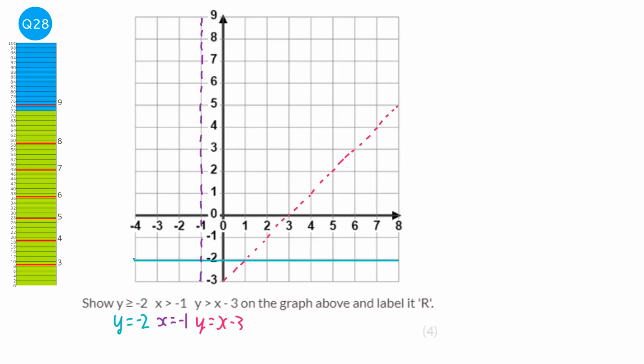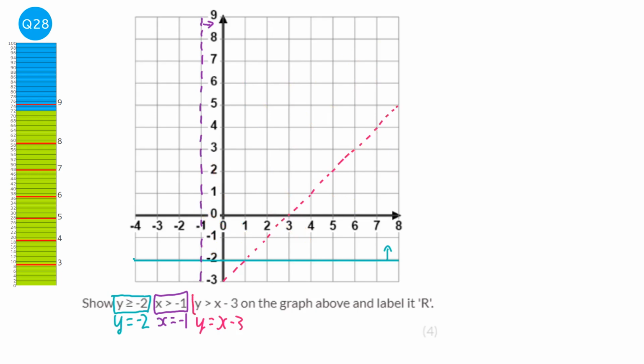Okay, now we've got to work out where the region is. So we've drawn the lines, and the lines are either dashed or solid, and so they're perfect, but we've got to work out where the region is. So we can see on the first one that y is greater than or equal to minus 2. So it's going to be above this line. You can see on the next one that x is greater than minus 1, so it's going to be this side. So we've already narrowed it down to somewhere in this region here.